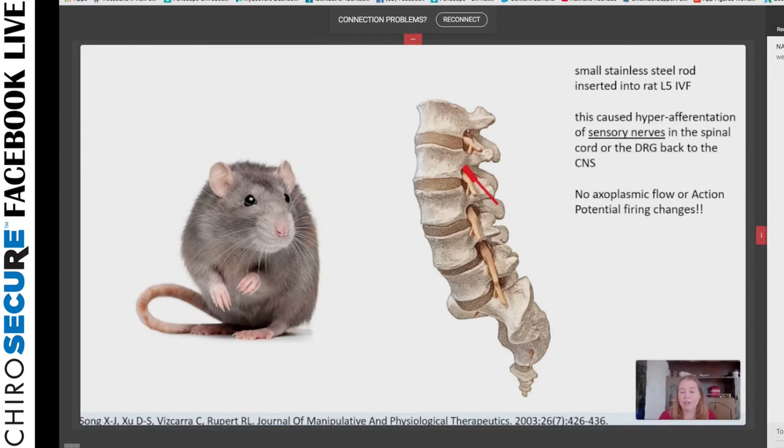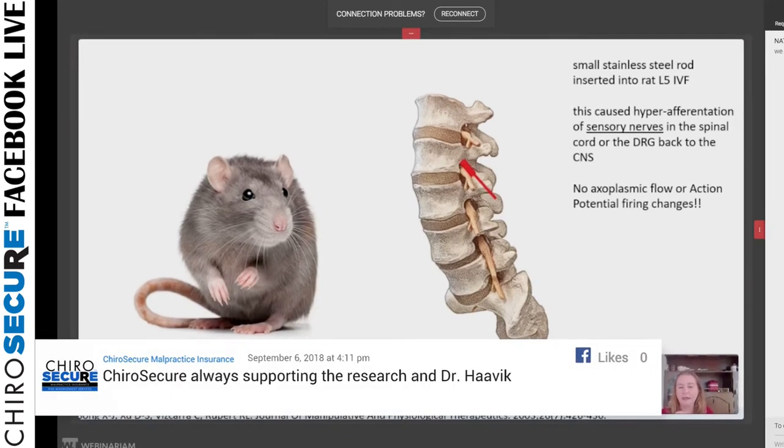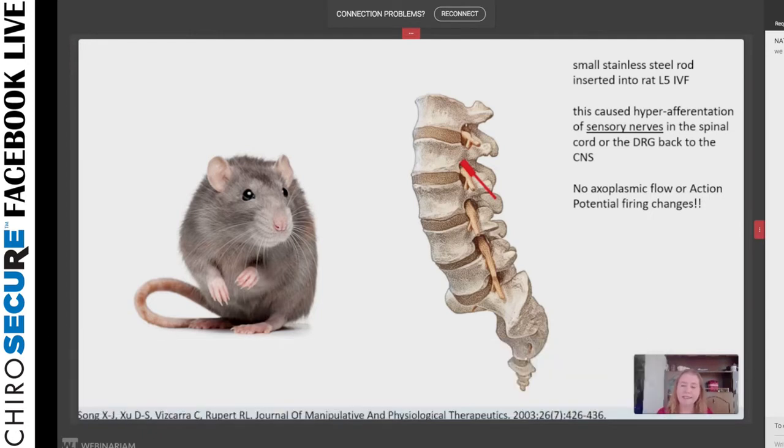But anyway, they didn't really expose it, they just inserted a little steel rod to see what a little bit of pressure would do. If you inserted these little steel rods into the IVFs of these rats, what changed was, again, only the sensory afferent feedback. There were no changes in the action potential firing rates. The information going in and out of that nerve root was not changed.